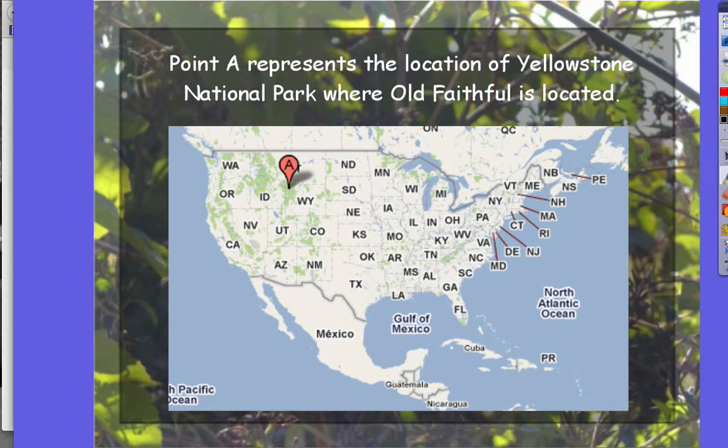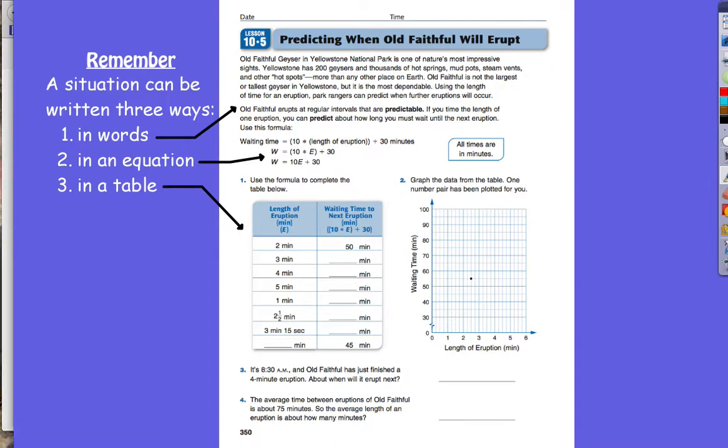Just a little bit of idea of where Old Faithful is. Old Faithful is in that Wyoming area, very close to Montana. We can think that we live here, so it's really straight west from here, just a couple thousand miles away. When you're working on page 350 today, you're going to be thinking about equations, which we've talked a little bit about. And we know that a situation or a problem can be expressed in 3 different ways. We can say it in words, we can write it in an equation, and we can also put that information into a table, or input-output.